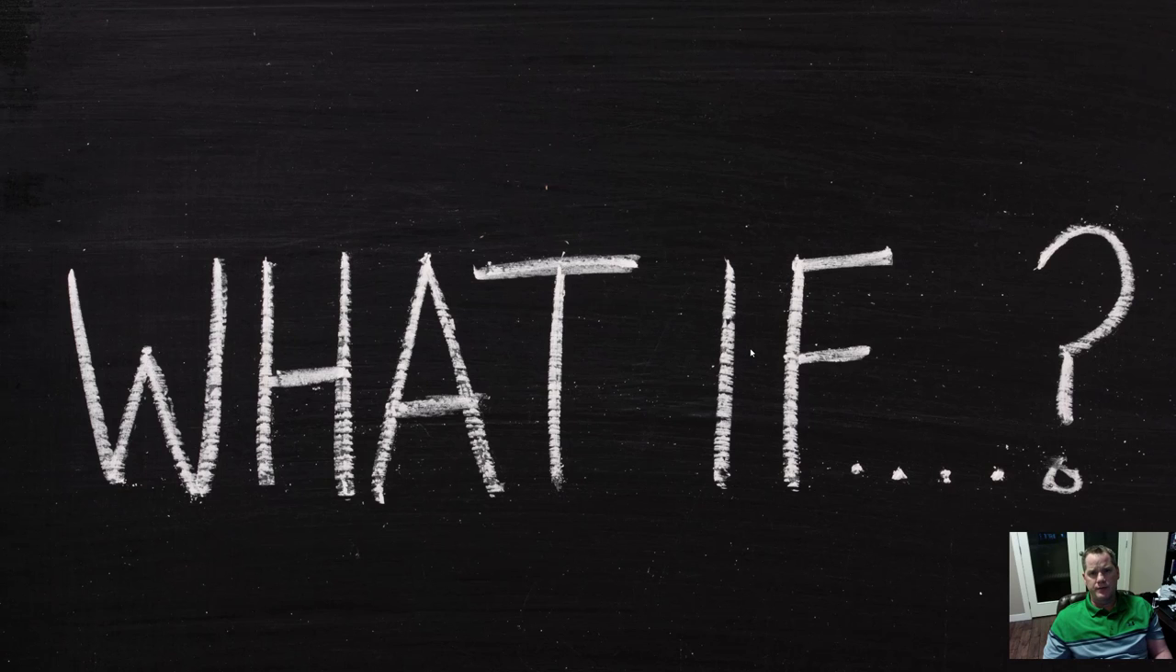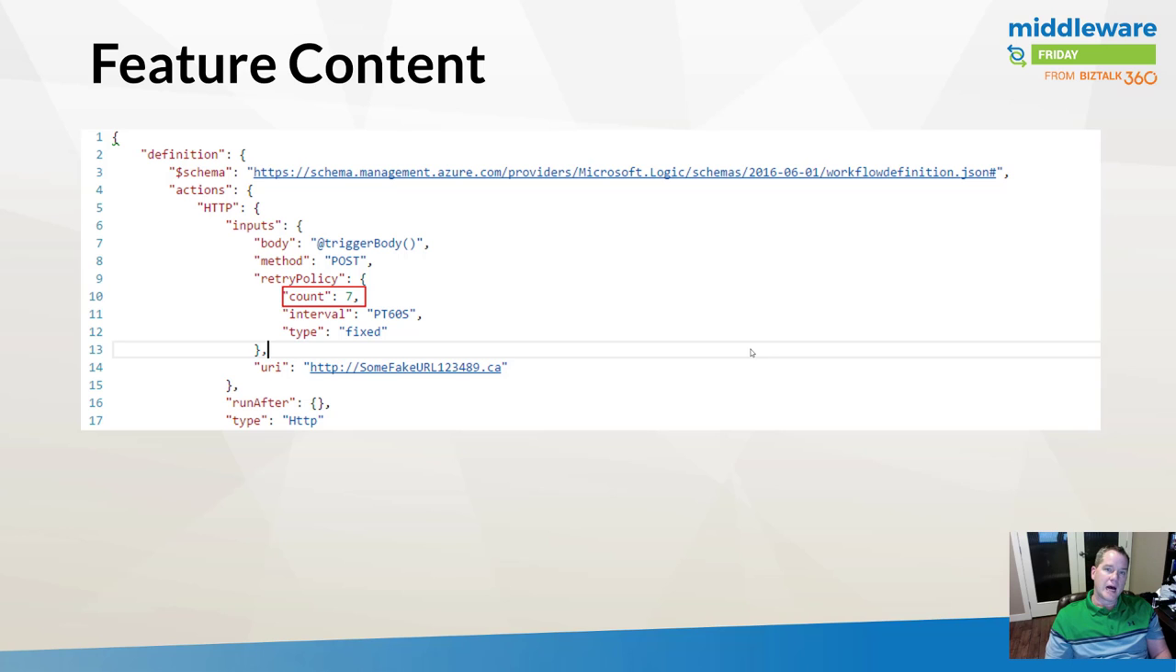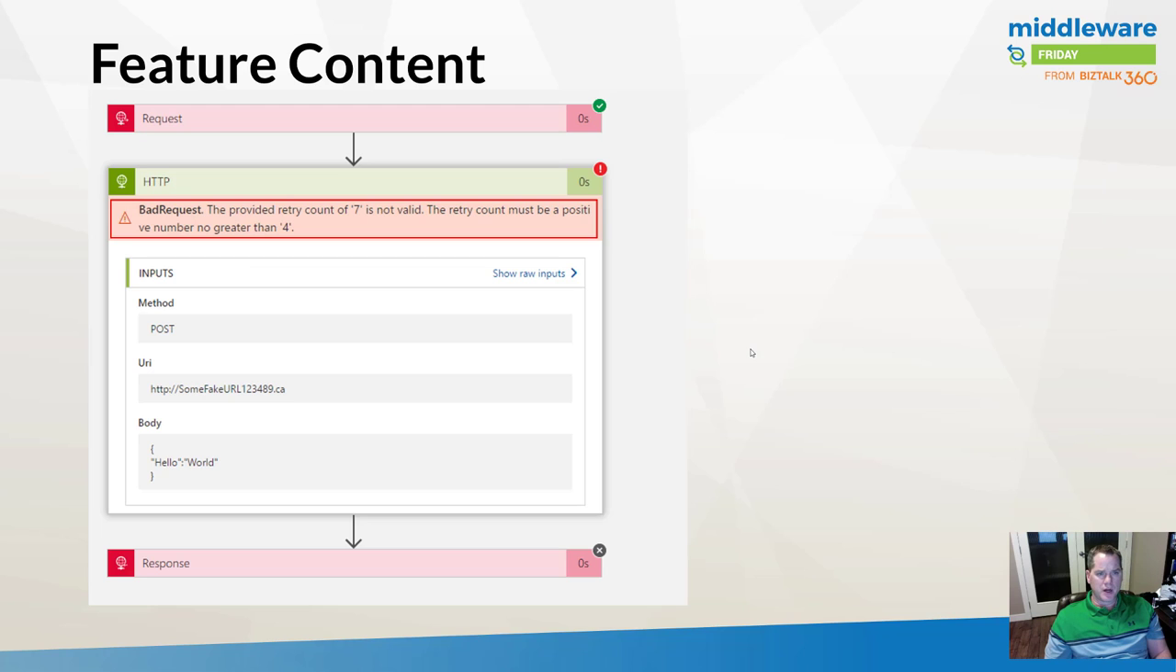So now the question is, what if I wanted to retry more than 4 times? What if I upped my count to be 7 times? Well, you're not going to get a design time error, but you will get a runtime error. So when I go ahead and call my logic app, I immediately get this error being thrown back, indicating that my retry count of 7 is invalid and that the retry count must be a positive number, but no greater than 4. So certainly an important consideration when creating retry policies.